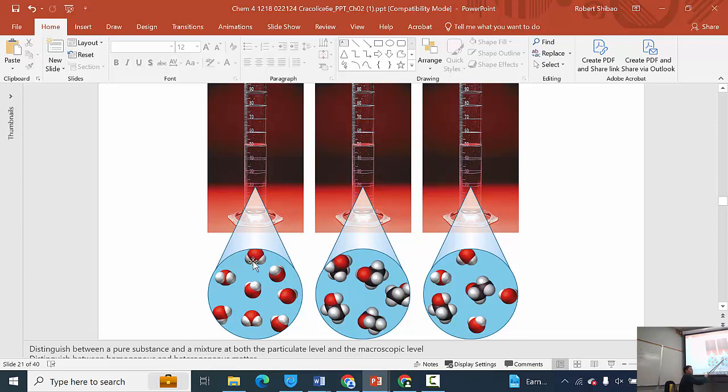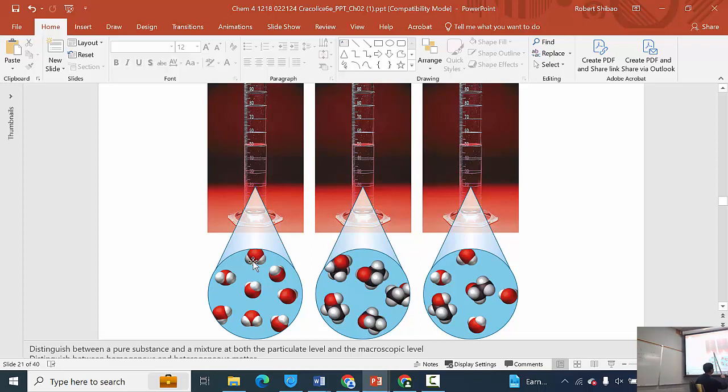So ethanol is going to have a different boiling point. Do you know the boiling point of ethanol is lower than that of water? In other words, ethanol evaporates and boils easier, and therefore, we call ethanol more volatile than water. So water will evaporate just slowly. Ethanol evaporates quite a bit faster.